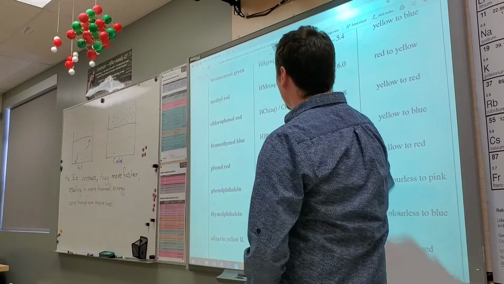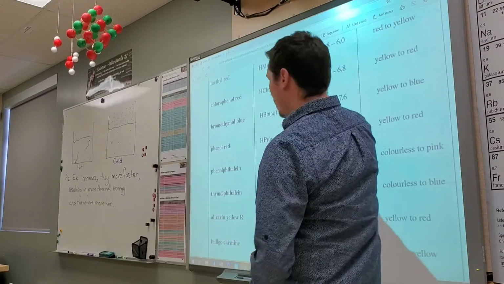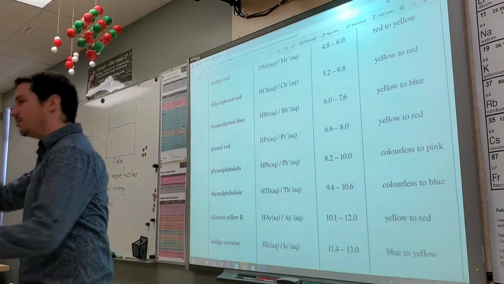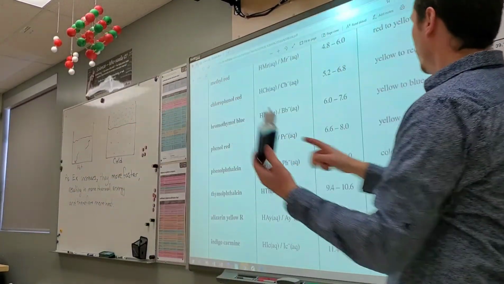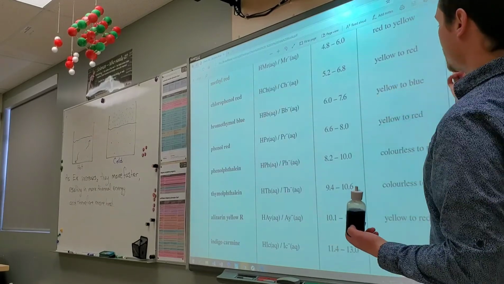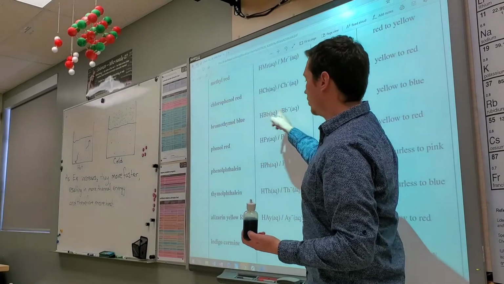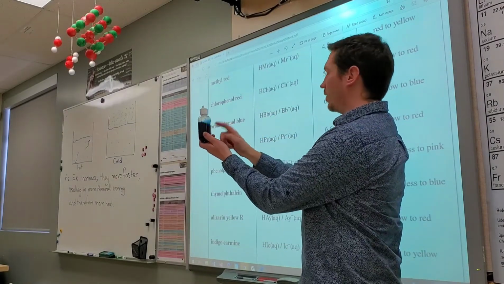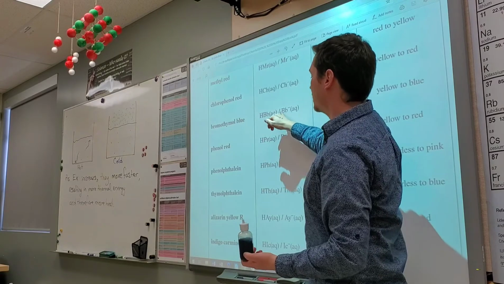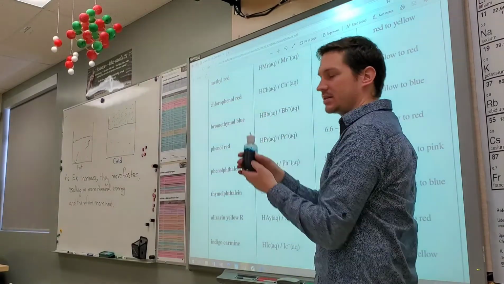Okay. Now, what color was our bromothymol blue in basic solutions? Blue. Okay. So it's blue. So yellow's on the left, blue's on the right. So which form is our bromothymol blue mostly in right now? Is it HBB or is it BB minus? BB minus. Yeah, it's BB minus. This stuff is BB minus, okay?